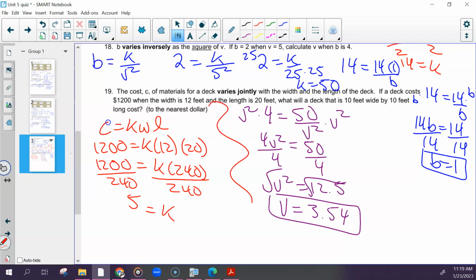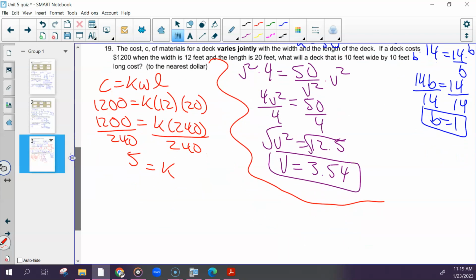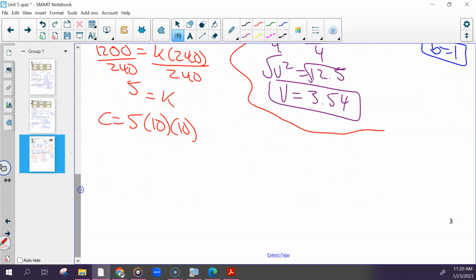After you get your K value, look at the numbers given. Deck that's 10 feet wide, 10 feet long. We don't know the cost, so we're looking for C. You put in your K and your width and your length, and multiply those all together. 500 should have been your final answer. So again, 5 points. Set up your original equation. Solve for K. K answer. Solve for C. C answer. Questions on that?